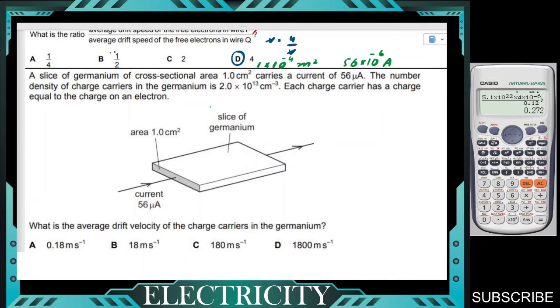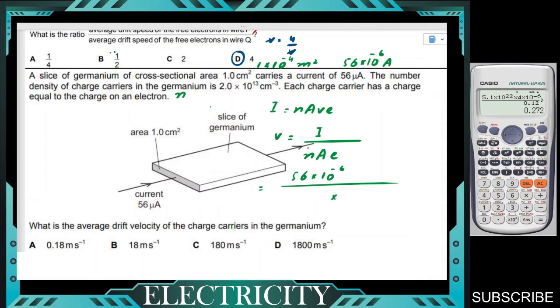The charge number density of the charge carriers in the germanium is 2.0 into 10 to the power 13 per cubic centimeter. This is the value of n. What is the average drift speed? If I rearrange the expression I equals nAve, because we need to find the drift speed, v equals I over nAe. And the value of I is very simple, 56 into 10 to the power minus 6, divided by the value of n. We insert the value of n in a moment.